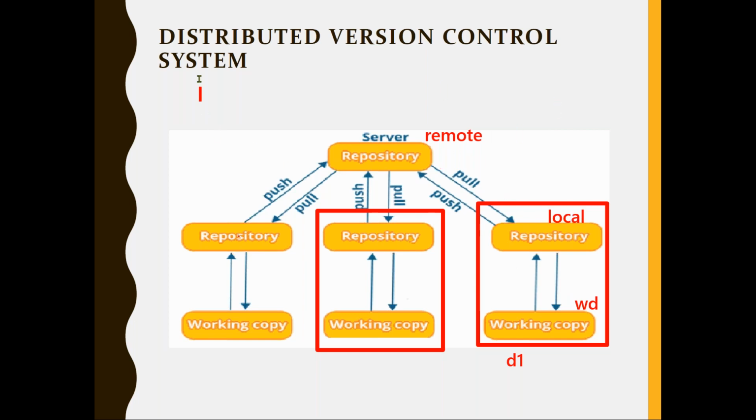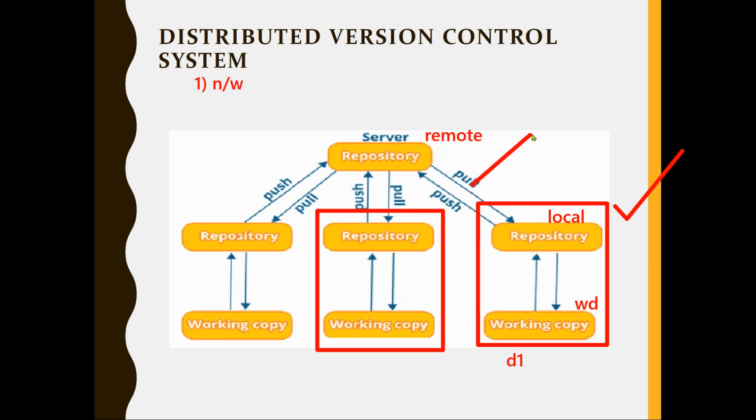Coming to the drawbacks: you need network connectivity only to move your changes to remote once in a while, because the majority of the time we work on the local repository. We make changes here, we develop everything. Once the complete work is done, we'll push to remote. We do the majority of the work here, and we push to remote or get changes from remote once in a while.